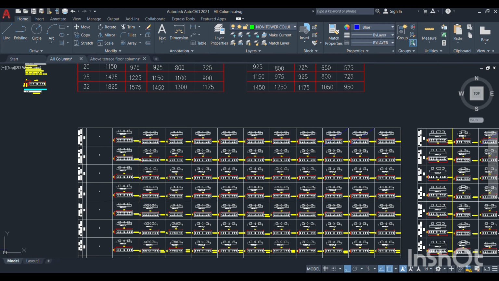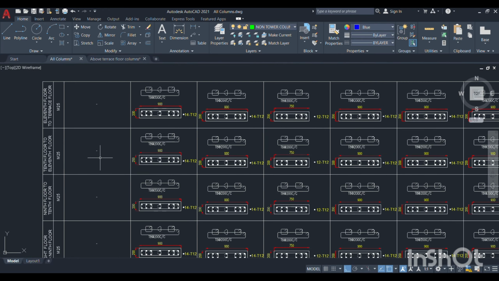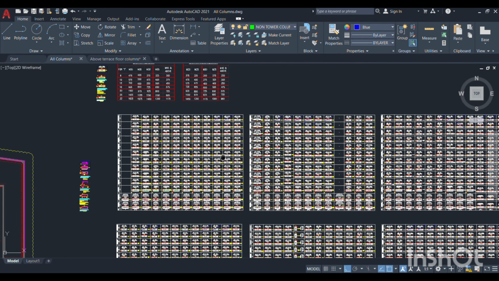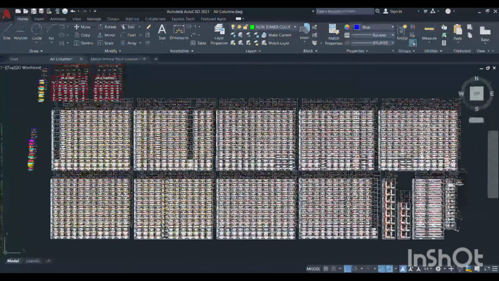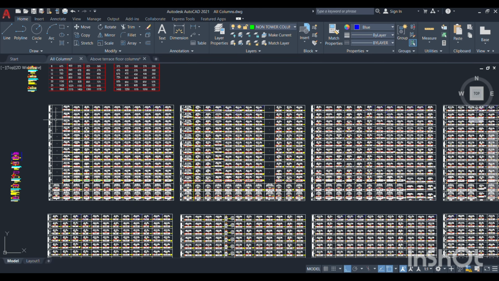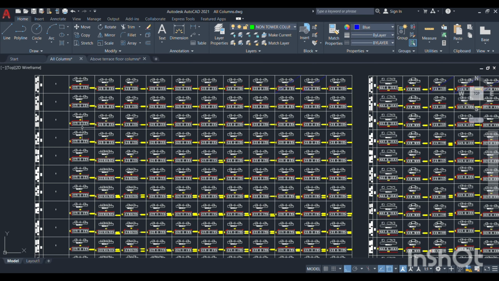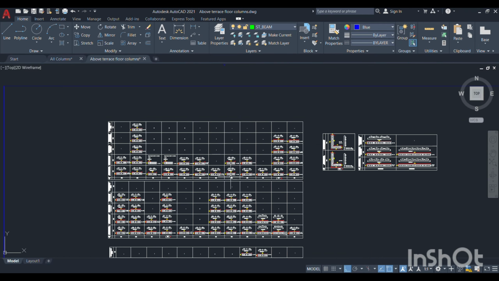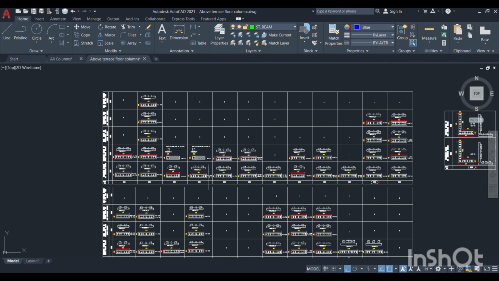But why am I explaining from the 10th floor to the 11th floor? This is the column drawing issued at the time of excavation, at the beginning of the project. This column has been designed up to terrace level and issued for construction. Once the project started and the slabs were going on, at the time of casting of the 9th floor or 10th floor level, the terrace floor and above-terrace floor columns have been issued.